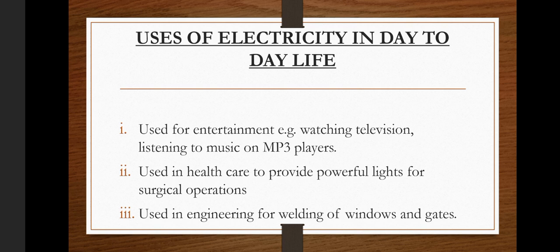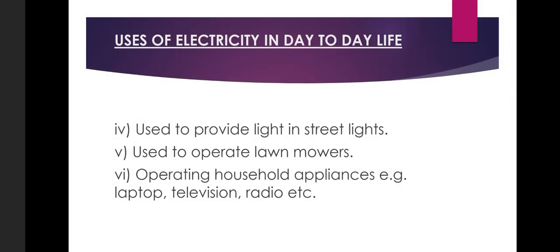Number 1, it is normally used for entertainment, like for example, when you are watching television or whenever you are listening to music on radios or in MP3 players. Application number 2 of electricity is that it is normally used in healthcare to provide powerful lights that are normally used for surgical operations. Number 3, it is normally used in engineering for welding the windows and also the gates. Function number 4 is that electricity is normally used to provide light in street lights. Function number 5 is that it is normally used to operate lawn mowers. And finally, the last use of electricity is that it is normally used in operating household appliances like laptop, television, and radio.